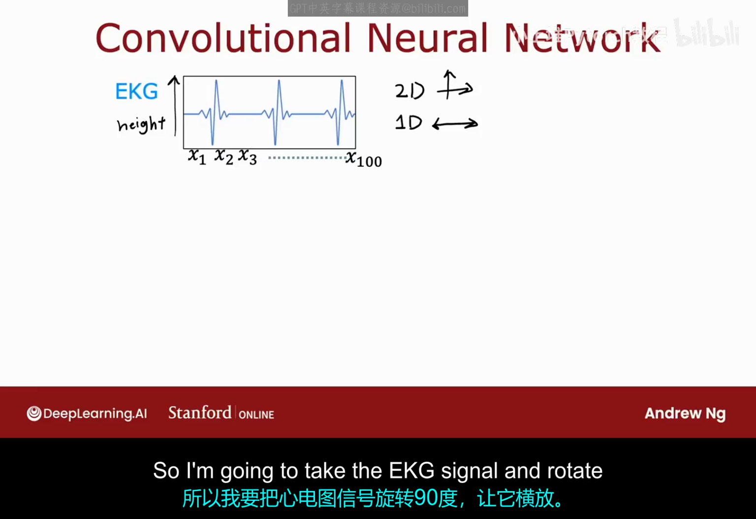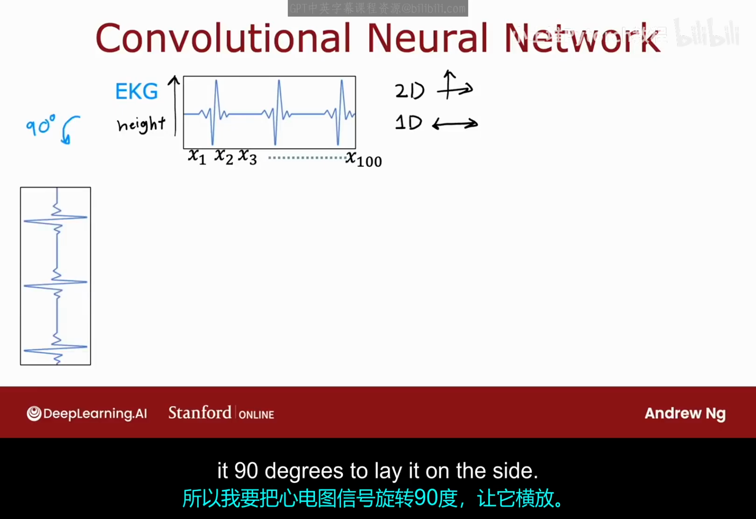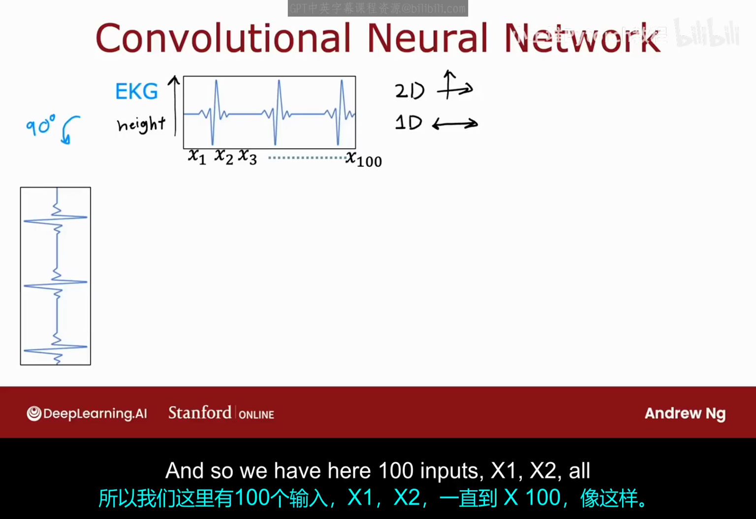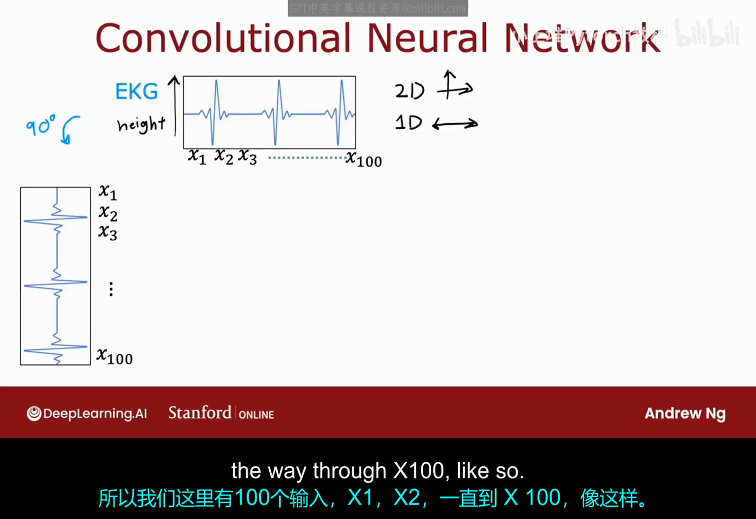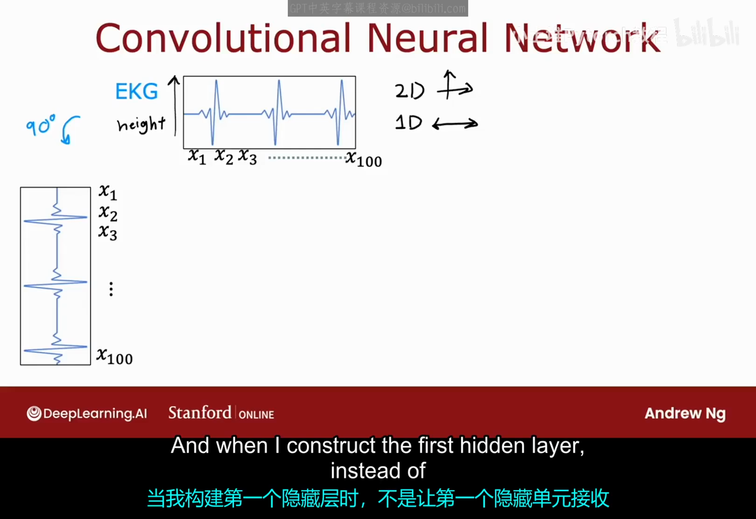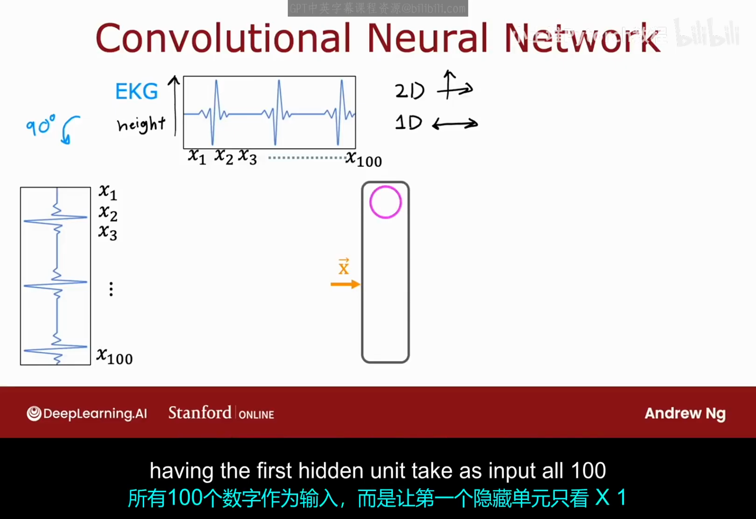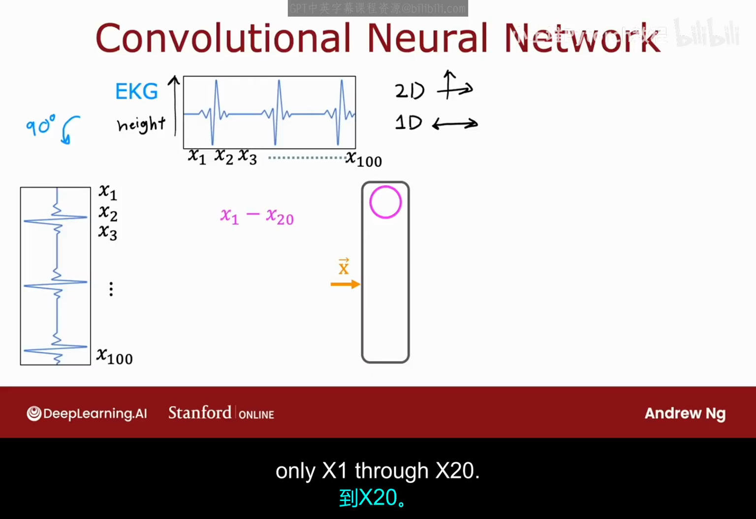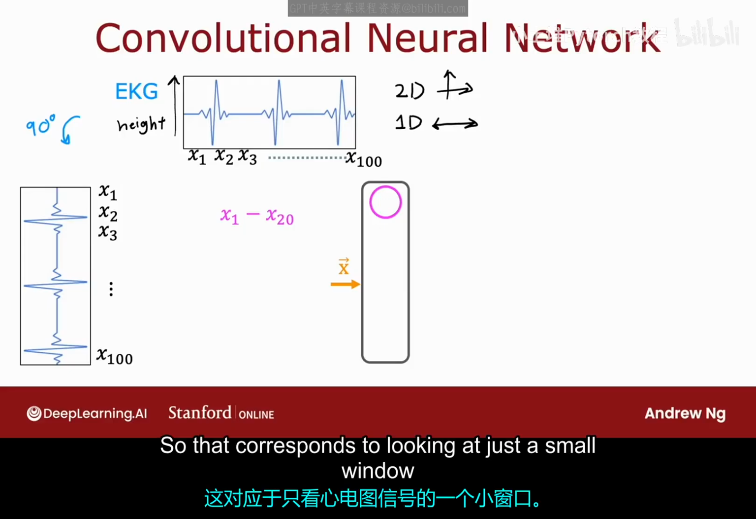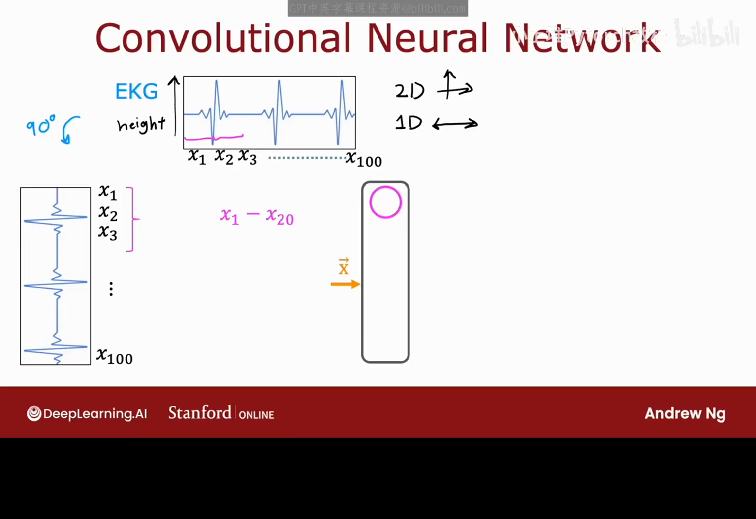So I'm going to take the EKG signal and rotate it 90 degrees to lay it on its side. And so we have here 100 inputs, x1, x2, all the way through x100. When I construct the first hidden layer, instead of having the first hidden unit take as input all 100 numbers, let me have the first hidden unit look at only x1 through x20. So that corresponds to looking at just a small window of this EKG signal.